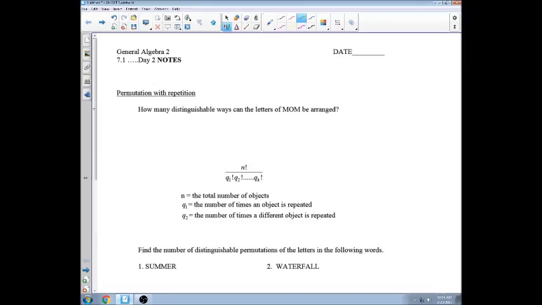Today we're going to talk about some permutations with repetition. In the last unit we just talked about permutations. Now we're going to work with some things that have letters that will repeat.